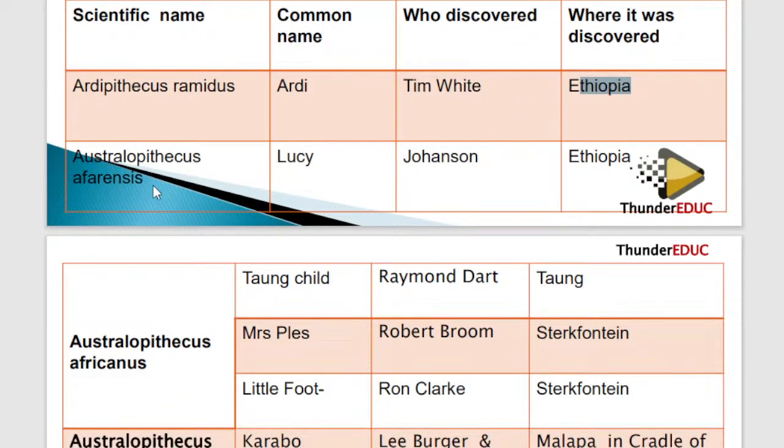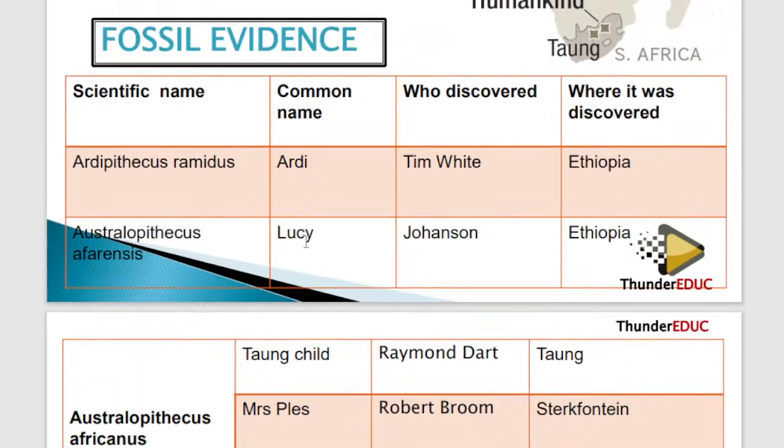Then we have Australopithecus afarensis. This is Lucy. When you talk about Lucy, I think you know this lady called Lucy. I think it is a singer, and even a movie called Lucy. That's the name it was derived from. So Australopithecus afarensis is Lucy, discovered by Johanson, also in Ethiopia.